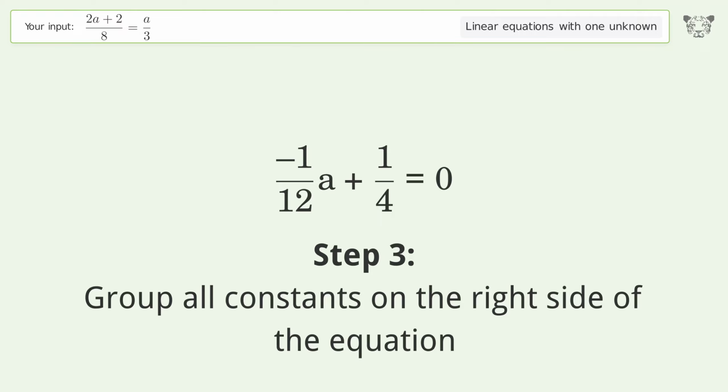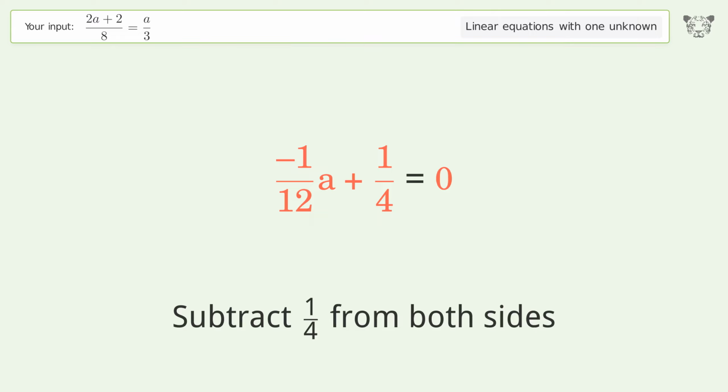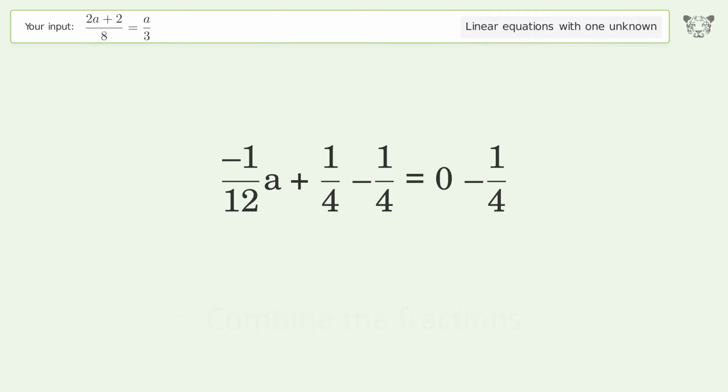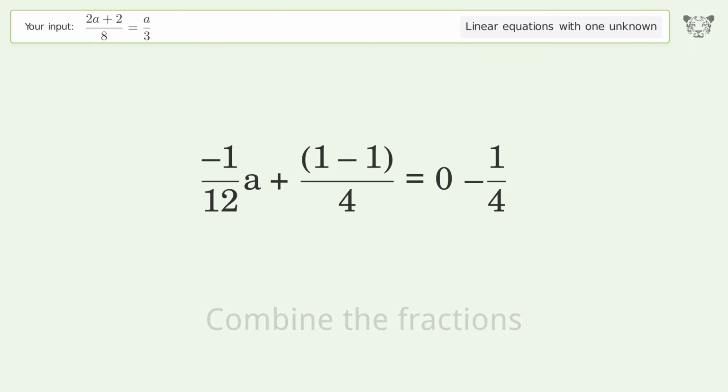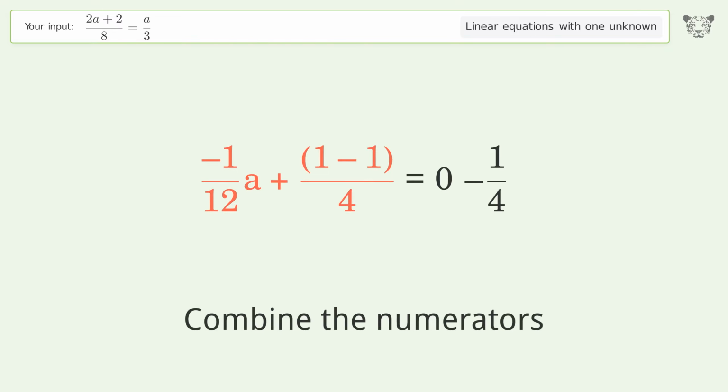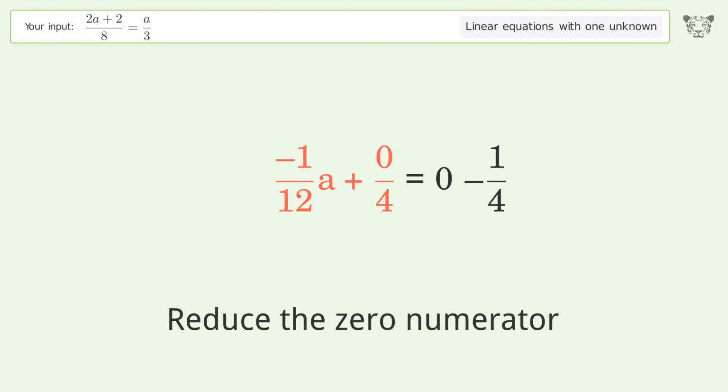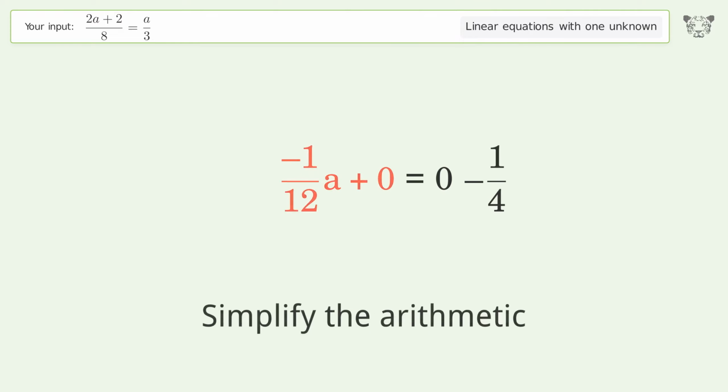Group all constants on the right side of the equation. Subtract 1 over 4 from both sides. Combine the fractions. Combine the numerators. Reduce the zero numerator. Simplify the arithmetic.